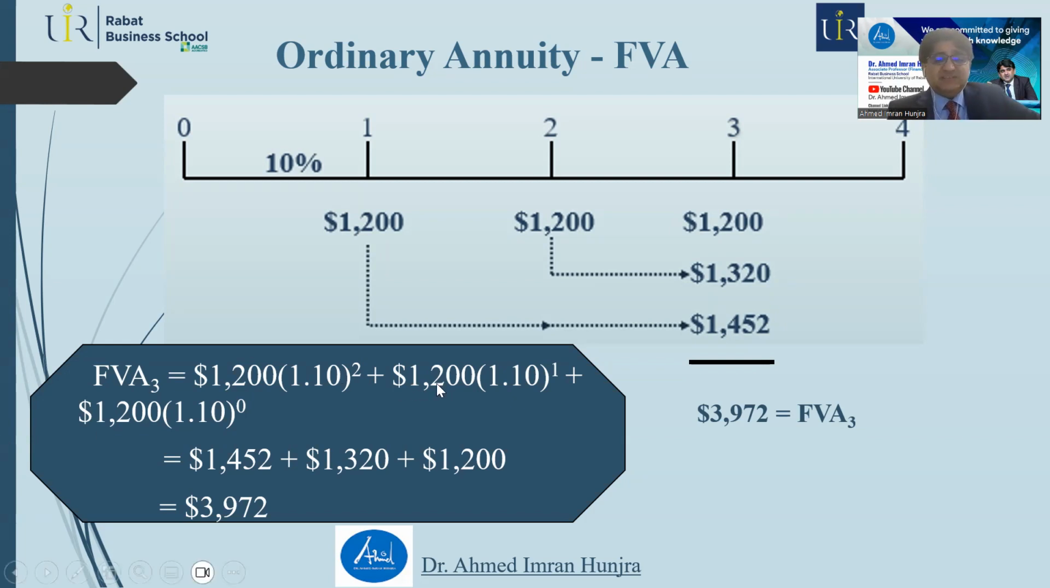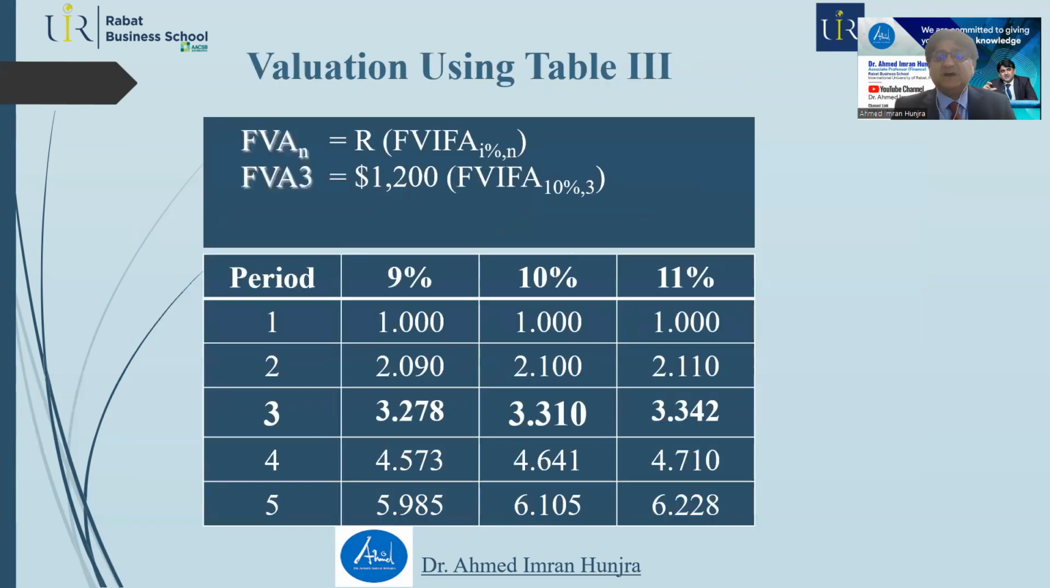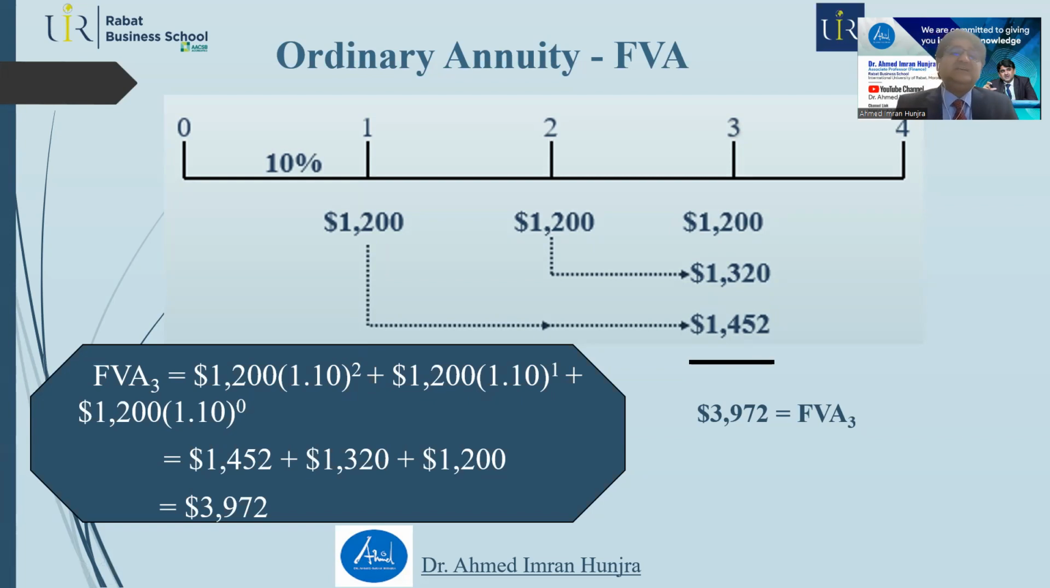Look at this. We have the same payment here. Number of years is 2, power is 2, here power is 1, here power is 0. So the higher the number of time periods, the more the future value. So 3,972 is the future value. The same hint applies to an ordinary annuity: future value occurs at the end of the previous cash flow's period. While in an annuity due, the payments are made at the start of the time period, the beginning of the time period, as we already know.